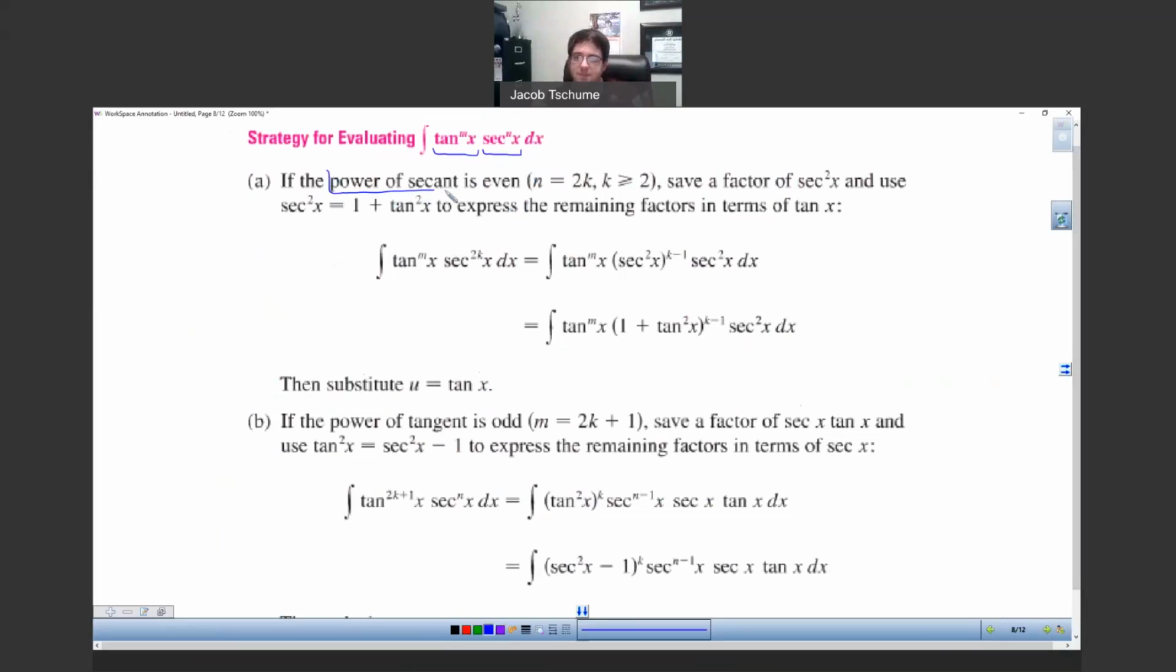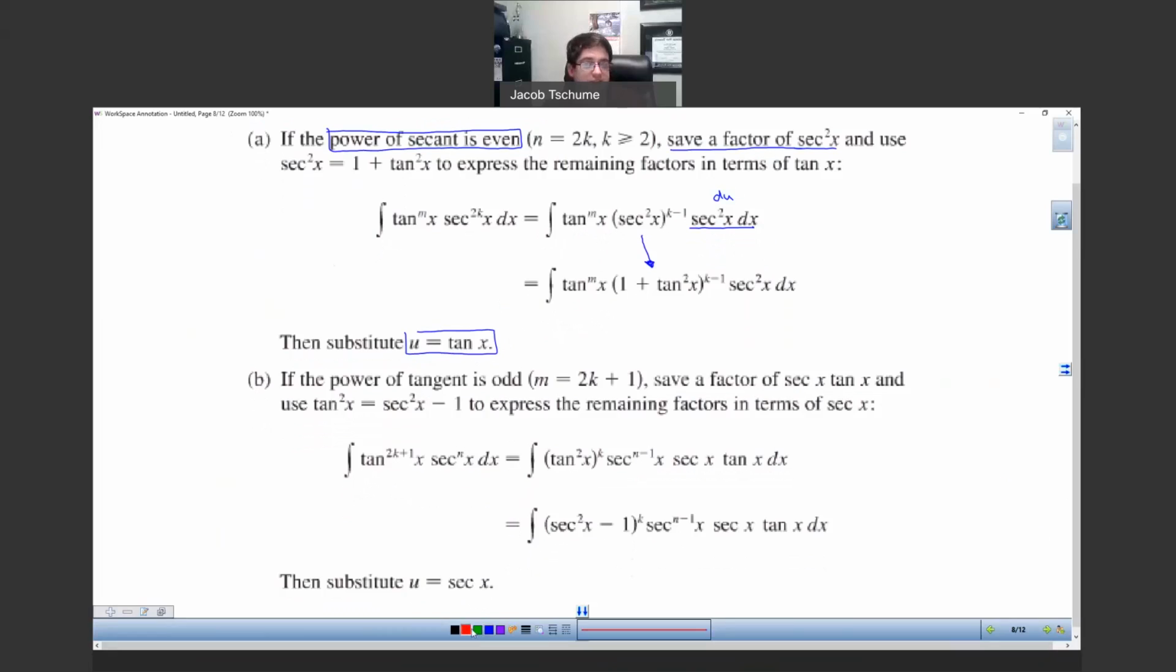So the first rule is if the power of secant is even, then what you want to do is break off or save a factor of secant squared, and then you will have to use the identity secant squared equals 1 plus tangent squared to express the remaining factors in terms of tangent. So once again, kind of showing you the mathematical here. If secant is even, you would break off a secant squared to make that your du term. All of the remaining secants have to be converted into tangents by using the identity above, and then you would let u equal tangent of x in order to set up your u sub, because the derivative of tangent is secant squared. So if secant is even, you break a secant squared off, rewrite everything in terms of tangent, and set up a u substitution.